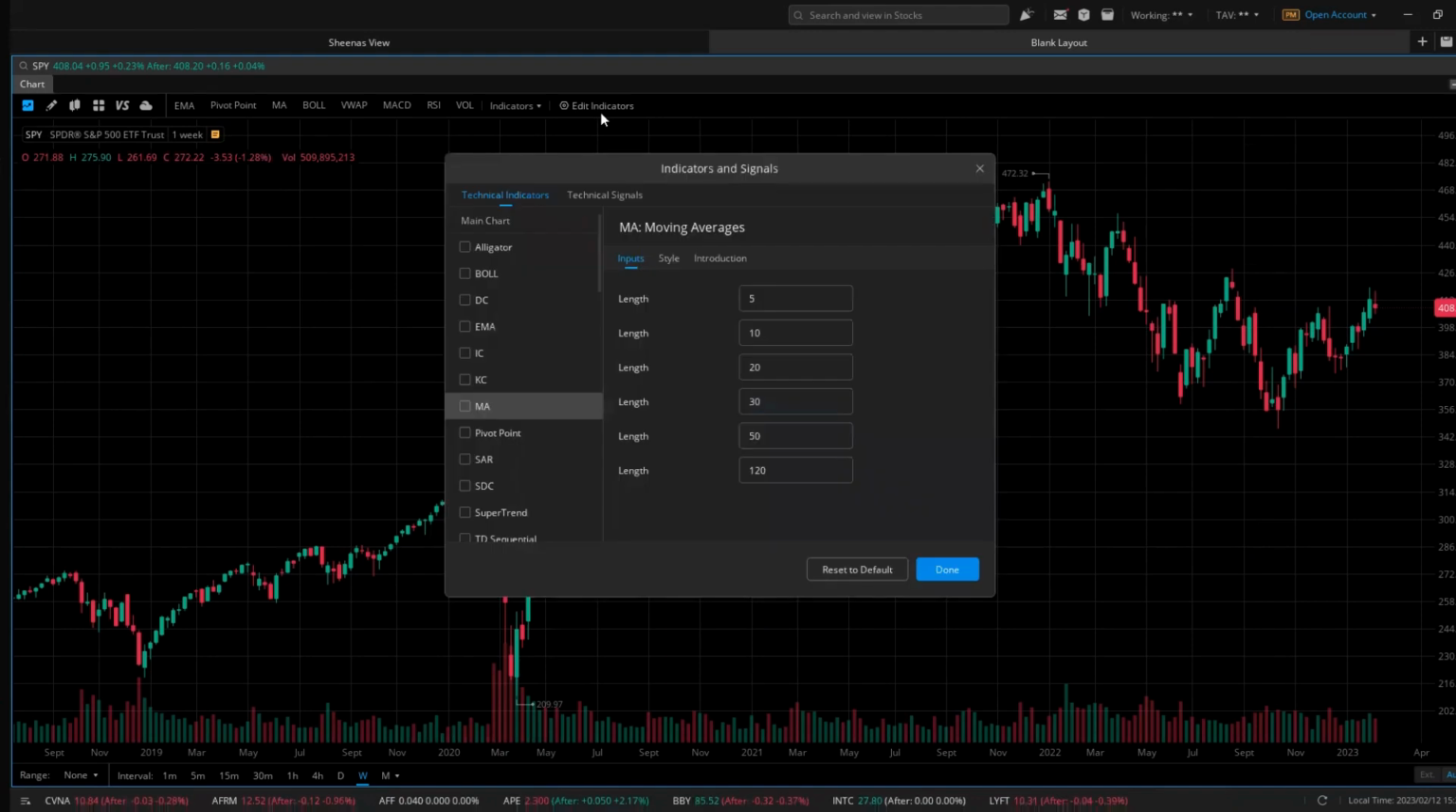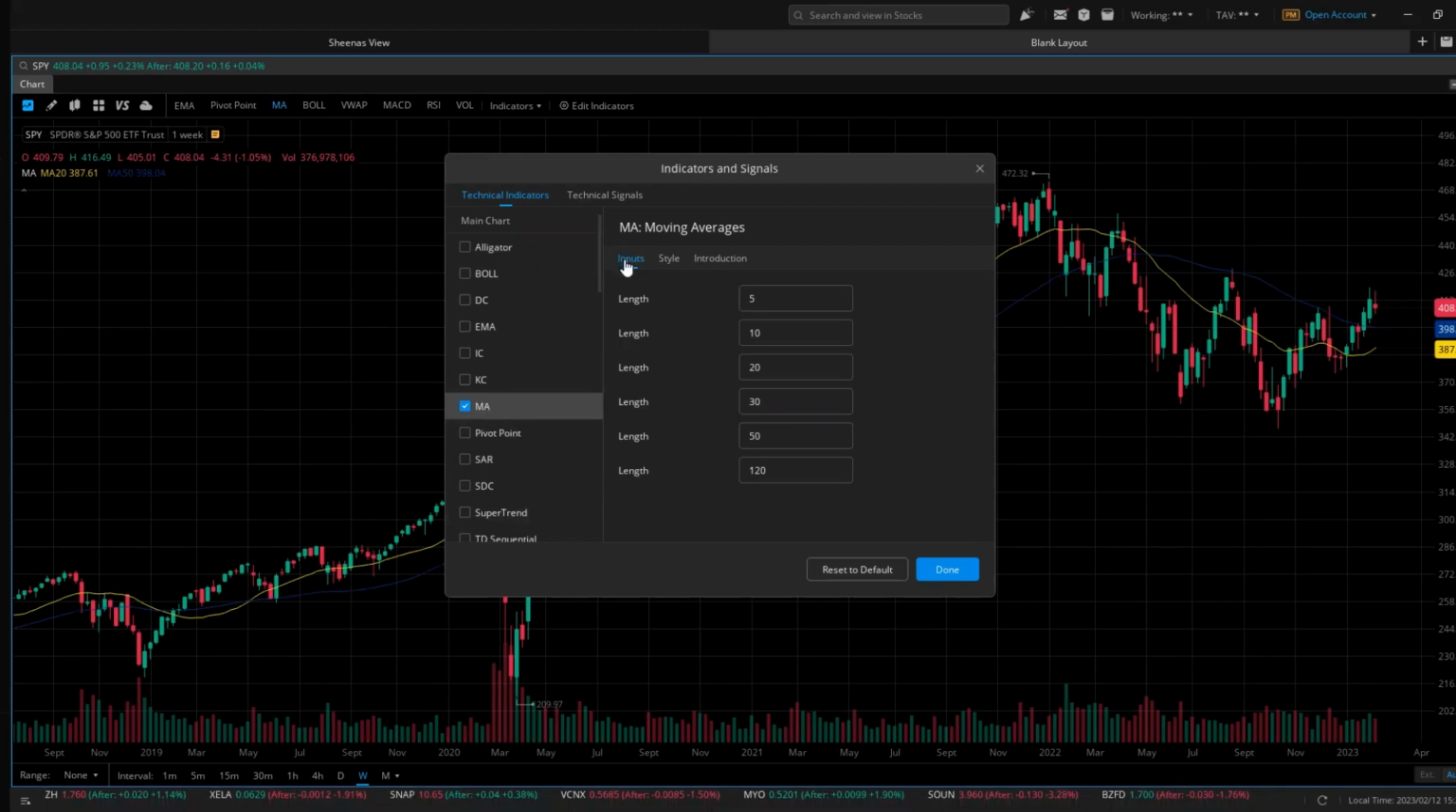Okay, so I'm going to go ahead and go to edit indicators. MA stands for a moving average or a simple moving average, as we discussed. There's also EMA, which is your exponential moving average, which, remember, tracks prices that are more recent. But we're going to stick with the simple moving averages today. Most traders or investors use a simple moving average. So we're going to click on the box next to the MA.